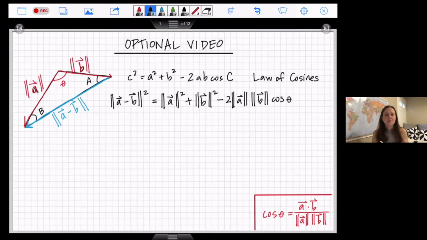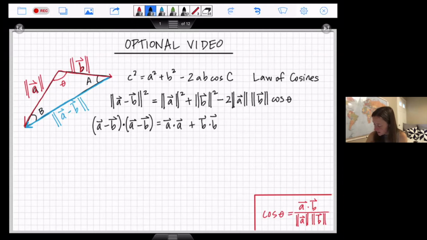The next thing I'm going to do: our last property of the dot product in the first video said that if you have magnitudes being squared, that's the same as dotting a vector with itself. So A minus B is a vector, and if I dot it with itself, that's the same thing as its magnitude squared. That was just one of the properties of our dot product. So I'm going to do the same thing for A and B over here, A dot A and B dot B. And then the rest of this is just going to hang out for a while.